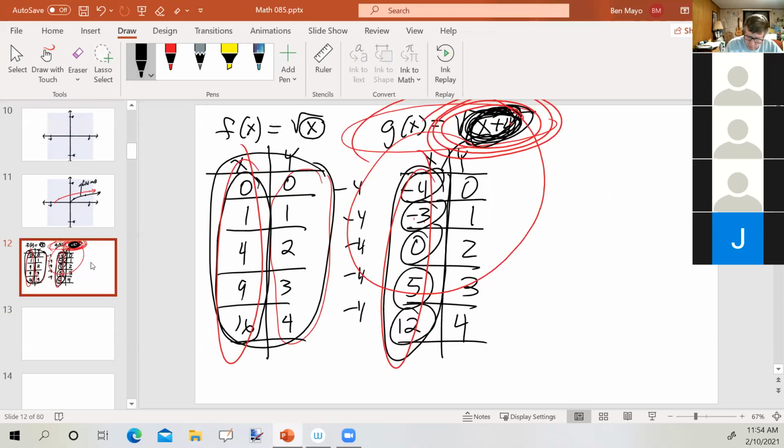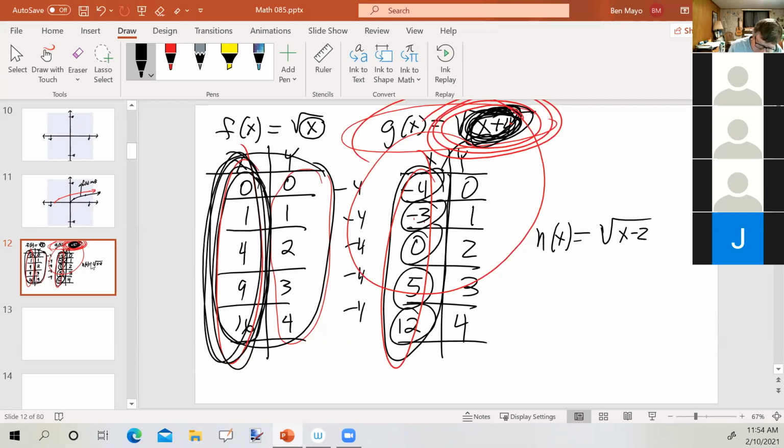But the point is, let's say I had h of x equals the square root of x minus 2. What would I do to these x values so that I got nice y values? Add 2. Exactly. Good. So I use 2, 3, 6, 11, 18, because once I put them in there, I'd subtract 2, and then I'd take the square root of a nice number. You've got it. Good job.